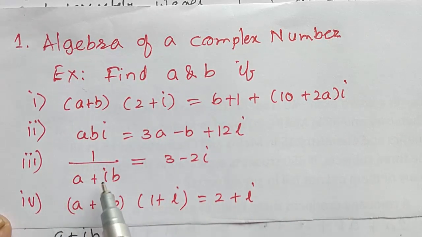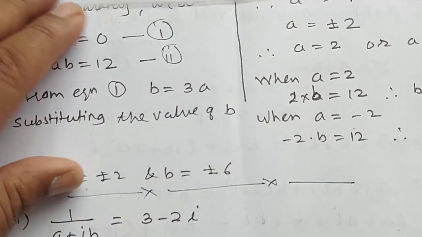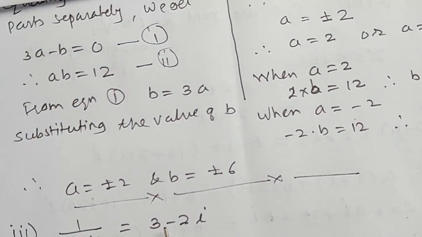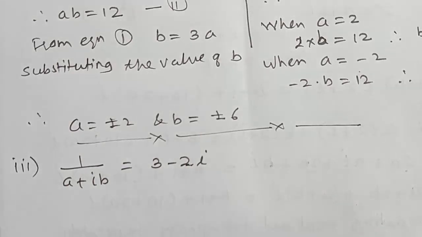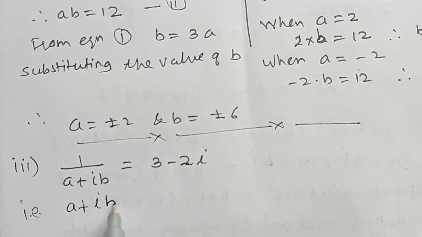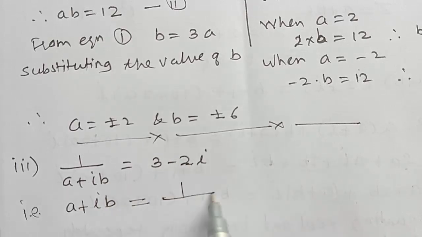1 upon a plus ib is equal to 3 minus 2i. Example number 3. Now, we are reverting, it means that taking the numerator to the denominator and the denominator to the numerator, that is a plus i into b is equal to, now this is in the numerator, so we take it into the denominator, 3 minus 2i.